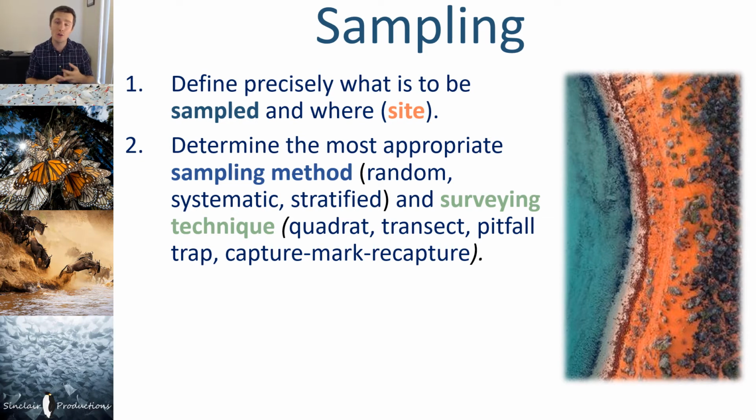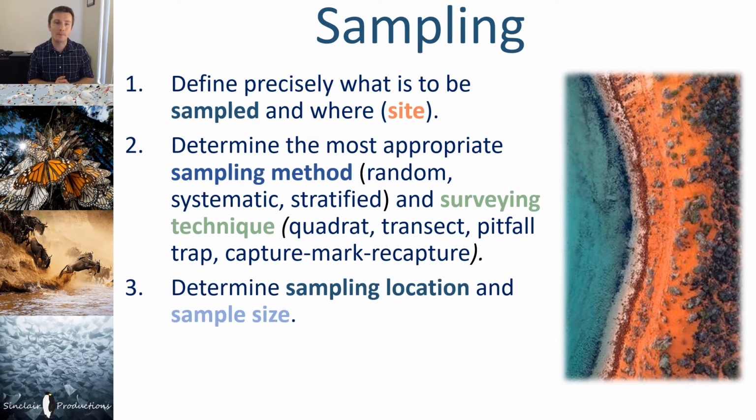So it could be a quadrat, a transect, a pitfall, or capture, mark, recapture, depending on the type of organisms you're looking at. Probably a lot of you will end up doing plants if you're doing sampling, just because they're quite easy, or you might do some of those organisms on that intertidal zone. After you've done that, you determine the sampling location.